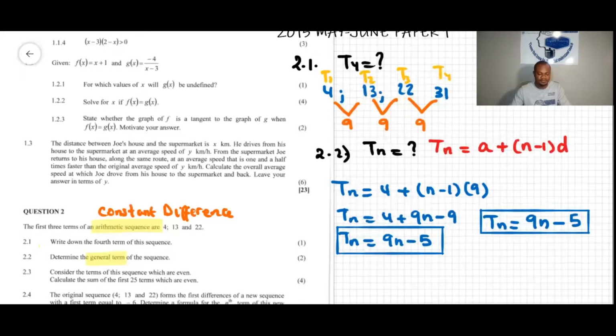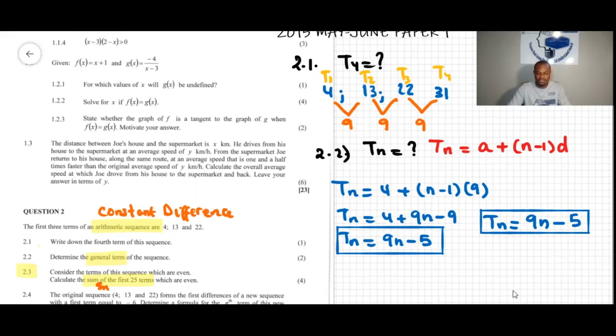Well, that says: consider the terms of this sequence which are even. Calculate the sum of the first 25 terms which are even. All right. Here they say calculate the sum of the first 25 terms, so this is Sn, the sum of the first 25 terms. It means we're talking about the Sn.